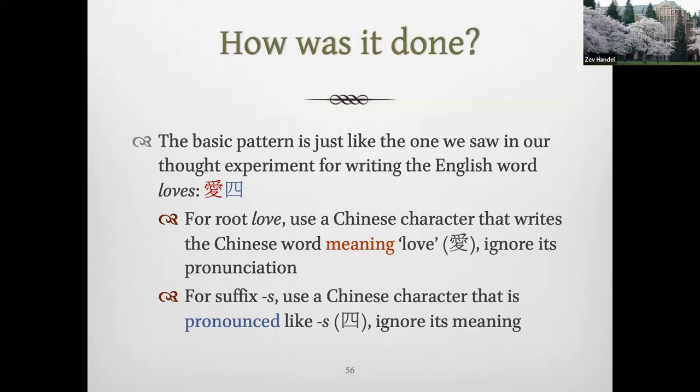Exactly like we were just doing it. The typical pattern is that when you have a noun or a verb root, something that easily translates between languages, you use the Chinese character with the equivalent meaning for its semantic value to write the word in your language. And for grammatical stuff, like the ing or s of English, in Korean or Japanese, you use Chinese characters for their sound value only. You forget the original meaning, just like we used this character for the s end. And that's the general pattern you see in Korean, the general pattern you see in Japanese.